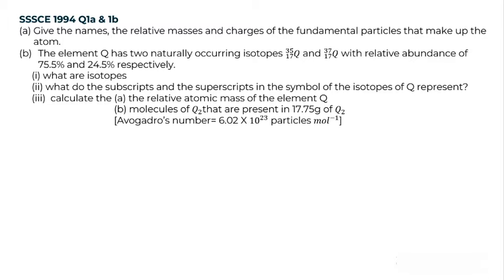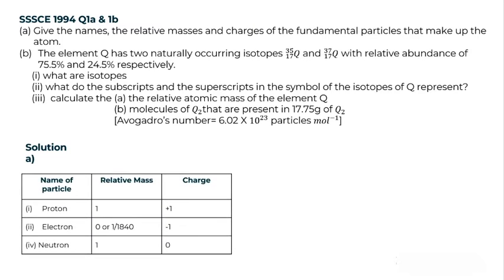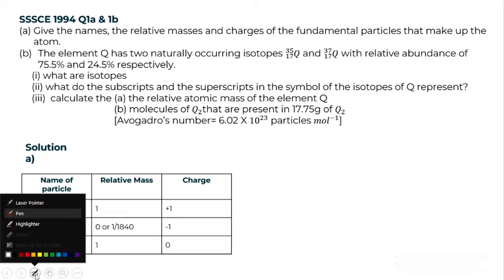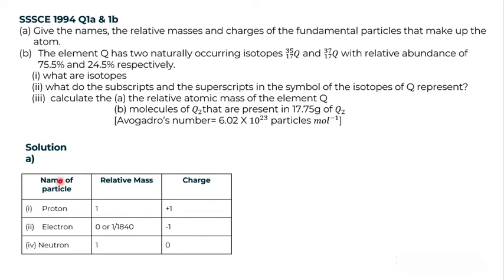Alright, so let's have a look at the solution for this problem. Let's look at the solution for the first problem, which is A. So the names of the particles: the fundamental particles that make up an atom include the proton, the electron, and the neutron. So these are the three subatomic particles or fundamental particles that make up the atom.